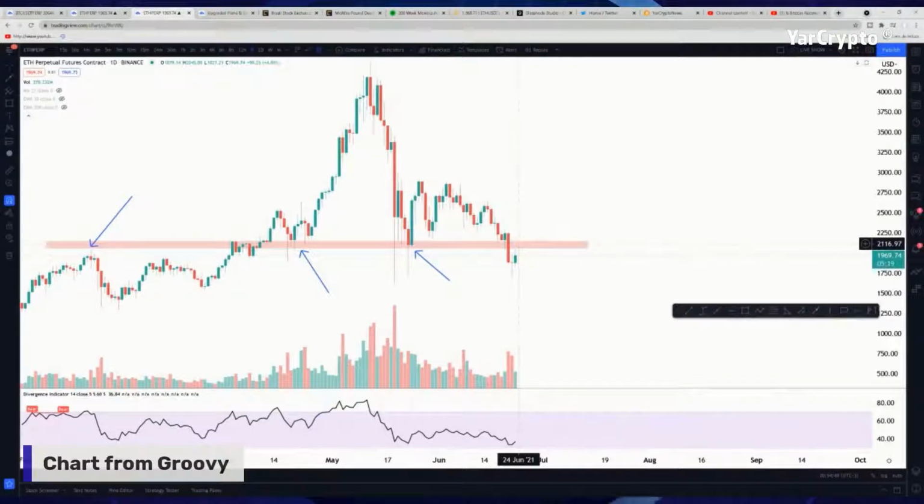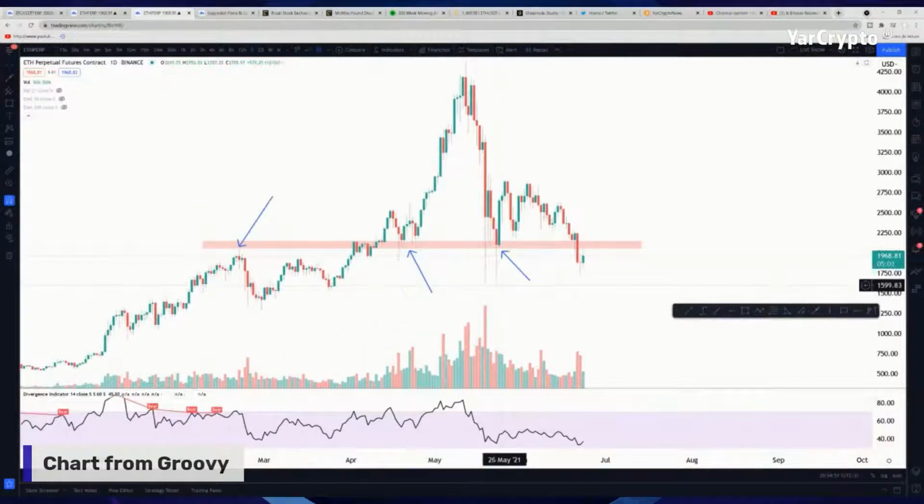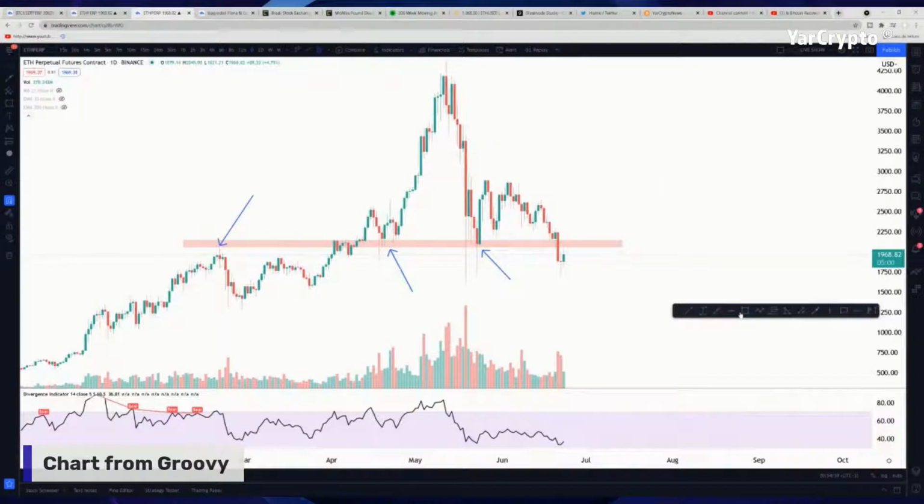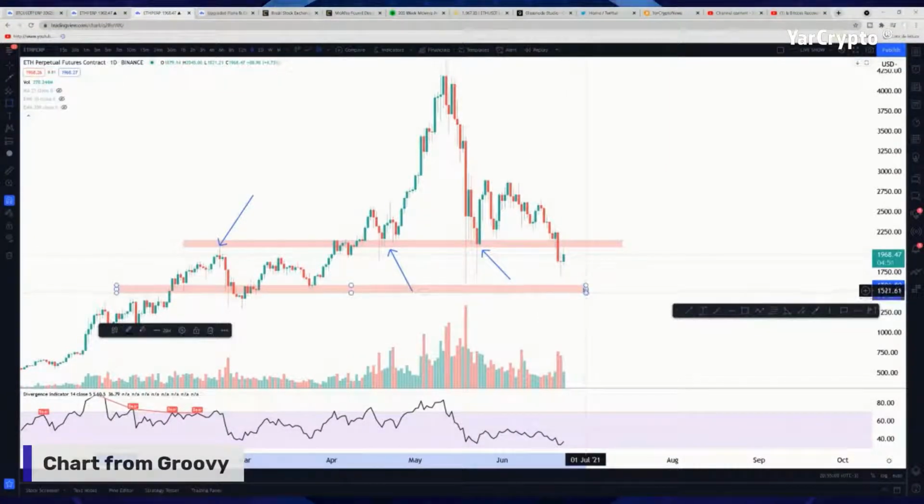ETH likes to follow BTC, right? And if BTC is breaking major support, then often we're going to see Ethereum do the same. But yeah, levels for support, if we want to see support for Ethereum, would be probably this range down here. So major support as well, the 1500s.